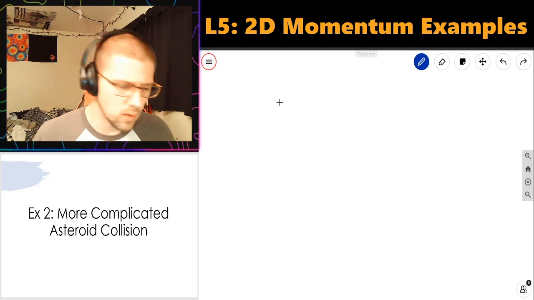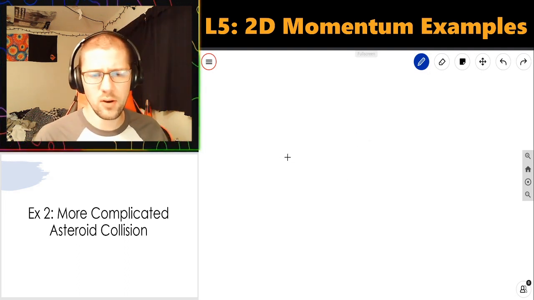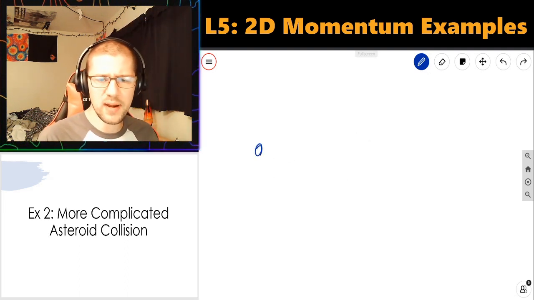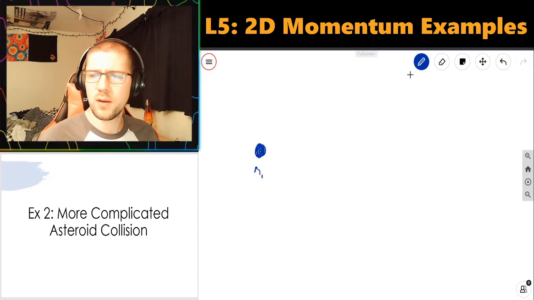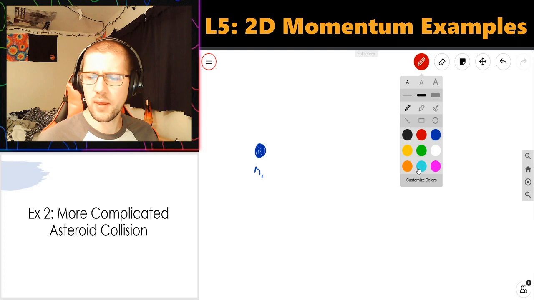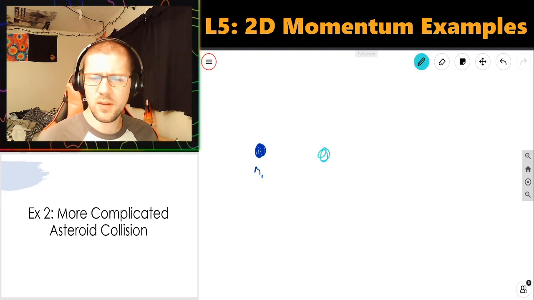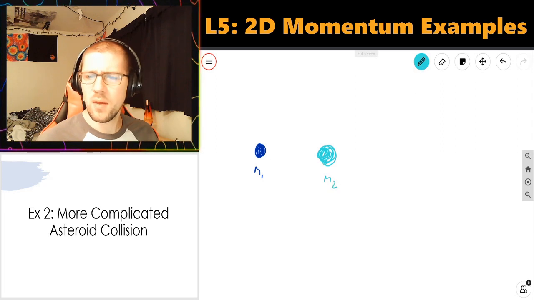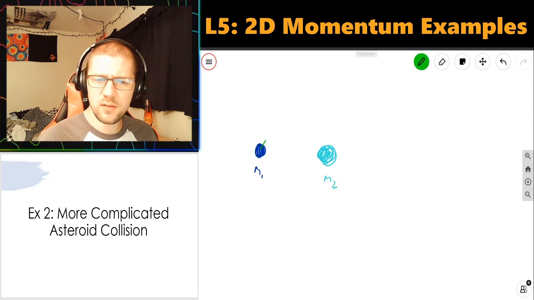So, just to make things graphical, I've got two bodies. Mass one, call it asteroid one, and another body. Let's make it light blue. Here's mass two, another body. Now they each have their own momentum vectors, p1 and p2.